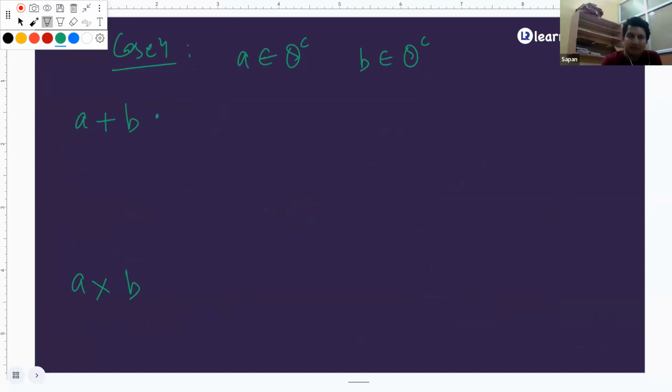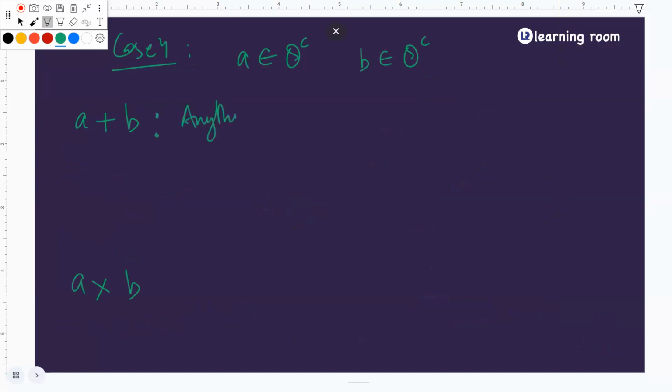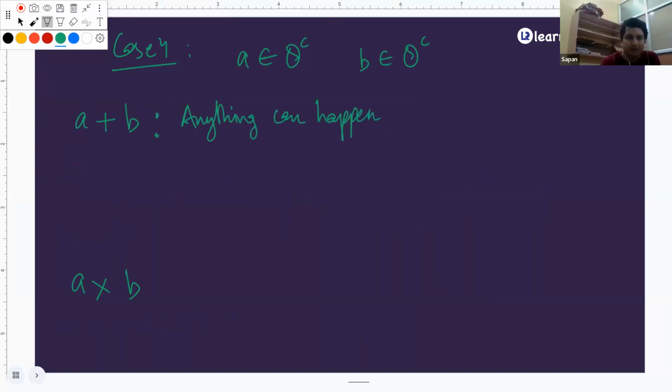In this case, I guess anything can happen. That is why case 4 is the final showstopper. Anything can happen. A plus B can either be a rational or irrational number. I'll tell you how. You see, square root 2, we just now showed.